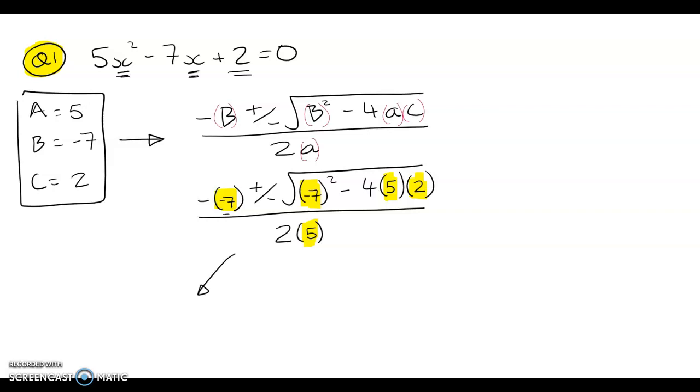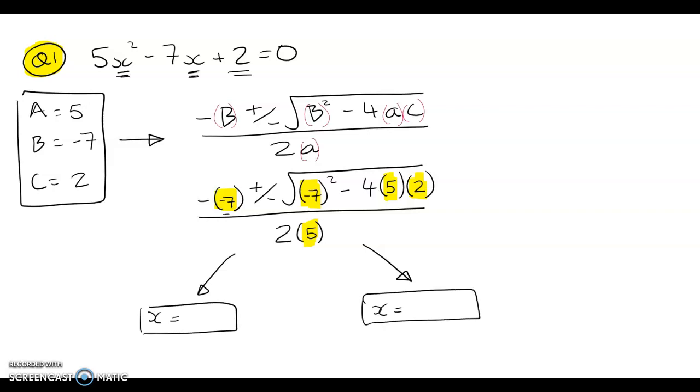Type it into the calculator. First time you type it in, use a plus, then use a minus the second time. When you type it in, you should get an odd answer, 2 over 5, and also 1. So don't be put off if you get a fraction. It can sometimes happen. In fact, it can happen quite a lot.